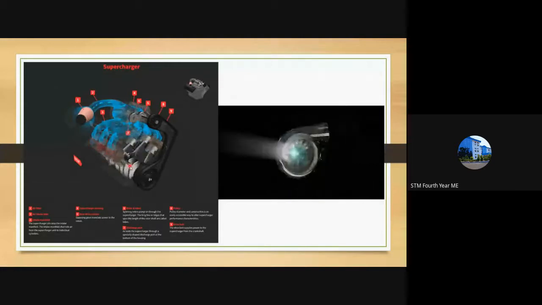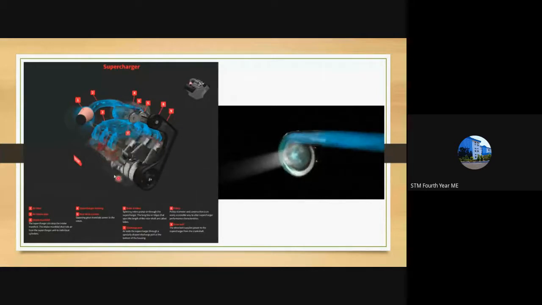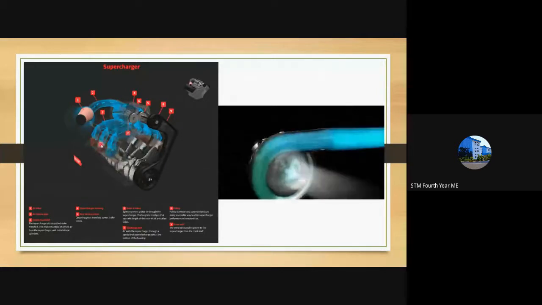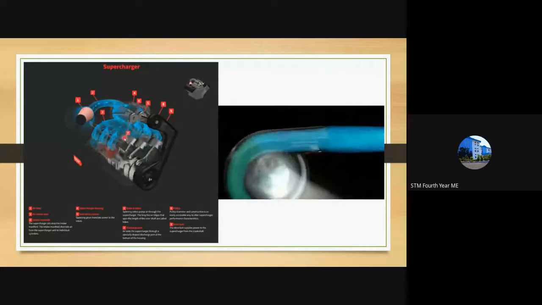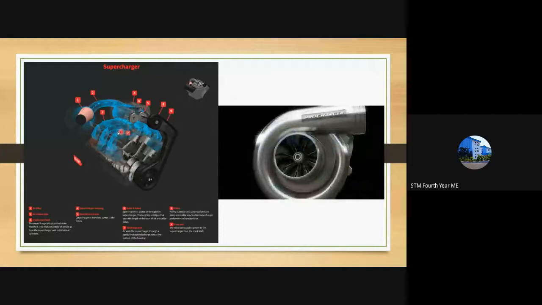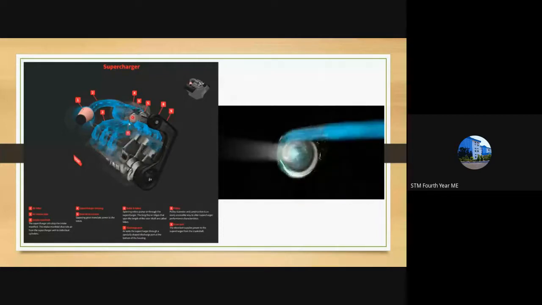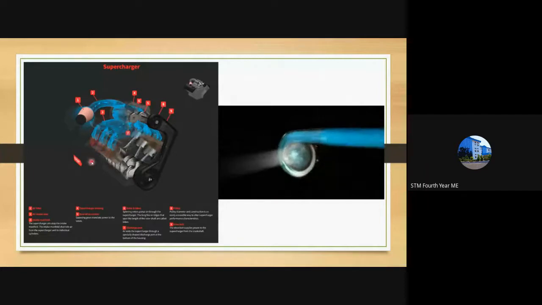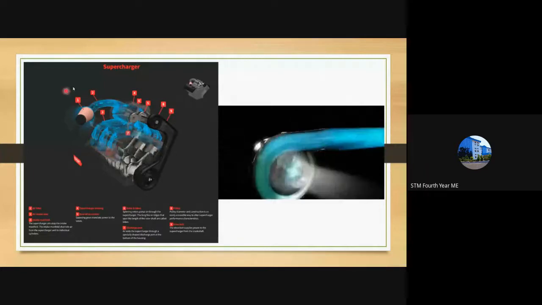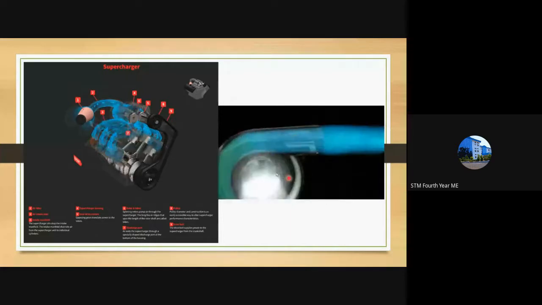So this is a V type engine with six cylinders. You can see three here, and also three here, so it is supplying three cylinders here. See, you can see it here. Some are going here, some are going here. These are compressed air that is supplied into the engine. So this is a twin screw supercharger. This is the working of a centrifugal supercharger.